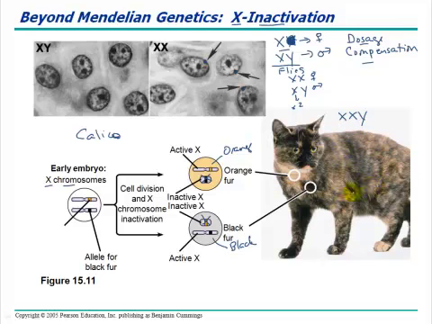Does this have any implications for humans in terms of clinical relevance? Well, not too many examples have been identified in humans, but there are a couple of genetic disorders that are associated with this kind of chimerism in terms of which X chromosome is being expressed over the other.